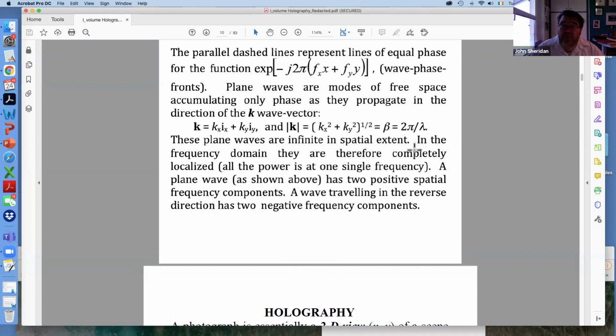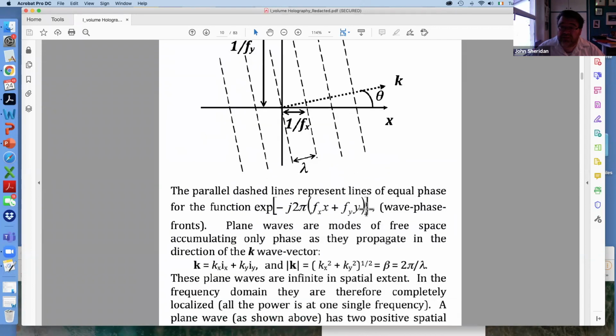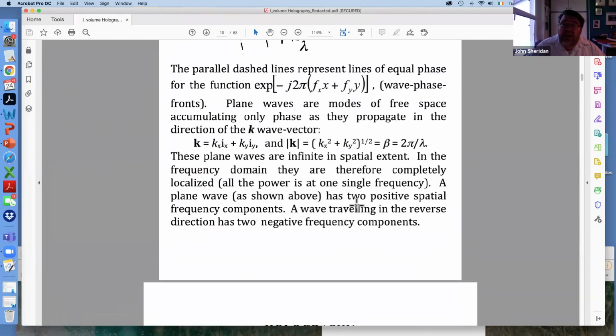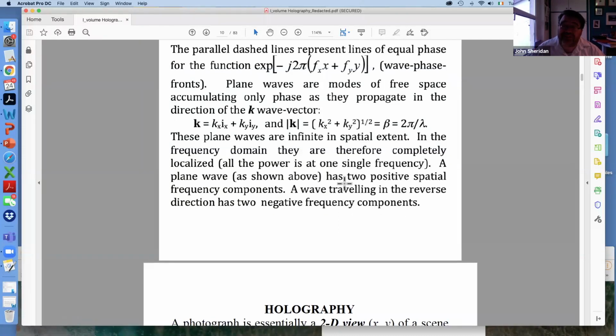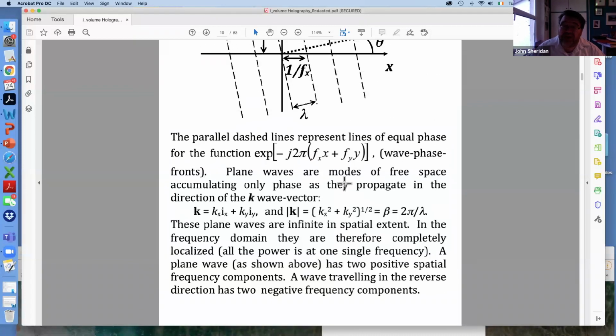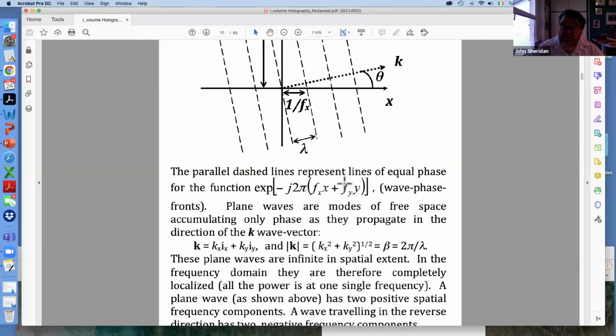So these plane waves, as drawn here, are infinite in extent. They go to plus and minus infinity, okay? And in the frequency domain, they are therefore completely localized, okay? So if we have a plane wave and we find out what the Fourier transform of that plane wave is, so we find out what representation we have of that plane wave in frequency space, then we find we have a delta function. All the energy is localized at a single frequency.